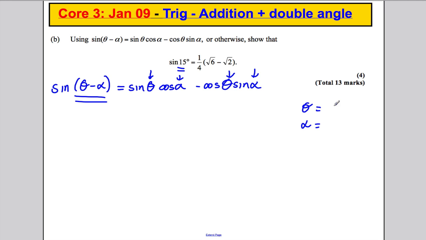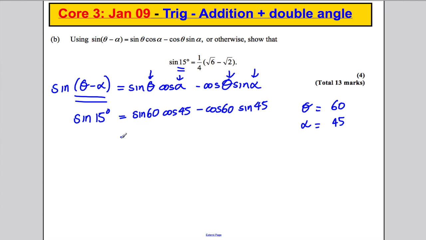Well, we could. Because what if theta was 60 and alpha was 45? Then indeed we would get sine of 15 degrees. And it would be equal to sine of 60, which we know, cos of 45, which we know, subtract cos of 60, again we know, sine of 45, which we know. So sine 60 is root 3 over 2. Cos 45 is root 2 over 2. Cos 60 is a half, and sine 45 is root 2 over 2.